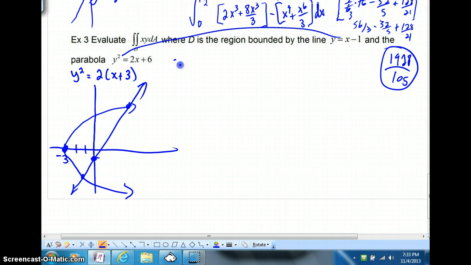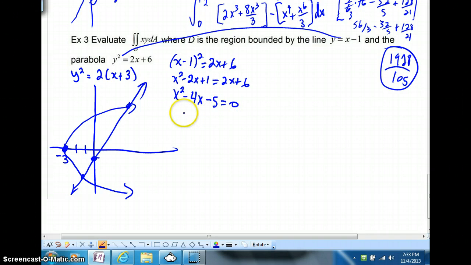If you square that, you'll have x minus 1 quantity squared equals 2x plus 6. And very quickly we would get x squared minus 2x plus 1 is equal to 2x plus 6. If we get 0 on one side by subtracting, we'll have x squared minus 4x minus 5 is equal to 0. In solving, we would see that we have x minus 5 times x plus 1, and very quickly arrive at values of x of 5 and x equals negative 1 for our intersections.